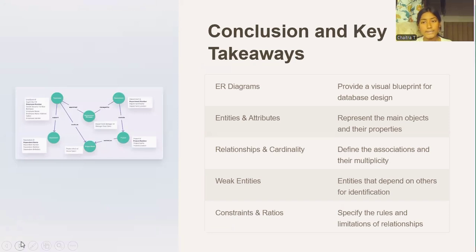Conclusions and key takeaways. ER diagrams provide a visual blueprint for a database design. Entities and attributes represent the main objects and their properties. Relationships and cardinality define the associations and their multiplicity. Weak entities are entities that depend on others for identification. Constraints and ratios specify the rules and the limitations.